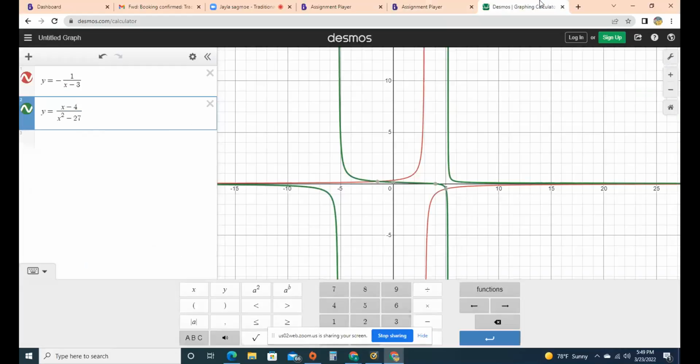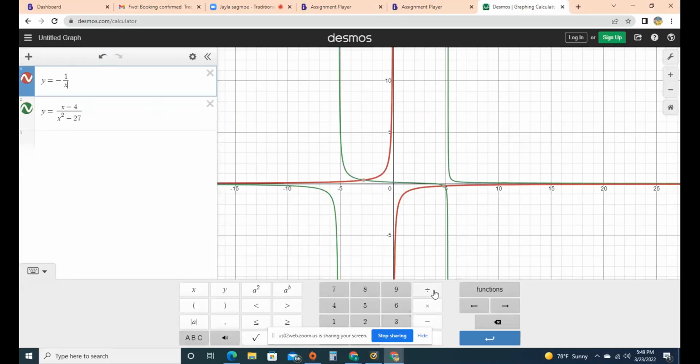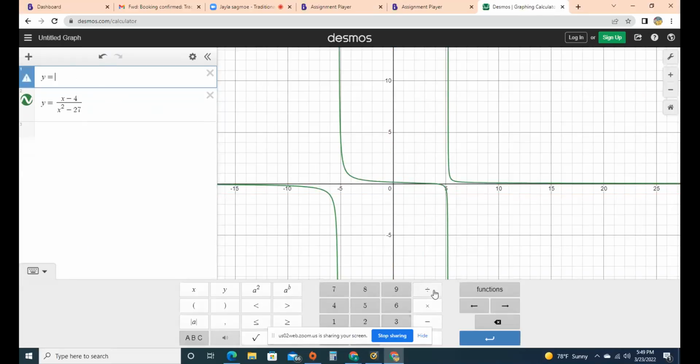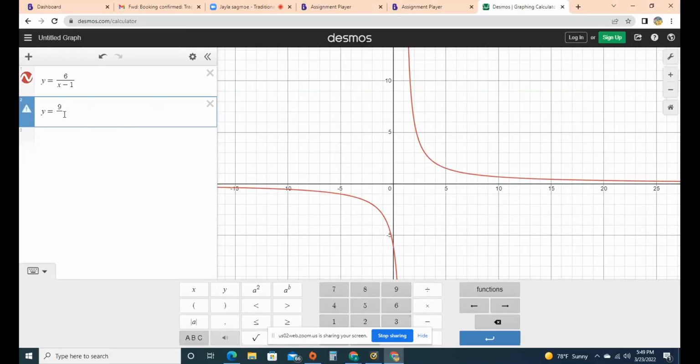Okay, so the first line is y equals 6 divided by, no negative though, so you gotta backspace that out. Yeah, there you go, 6 divided by x minus 1. And then the second one is 9 divided by x plus 1. Okay, and it looks like there's just the one intersection point there at 5.